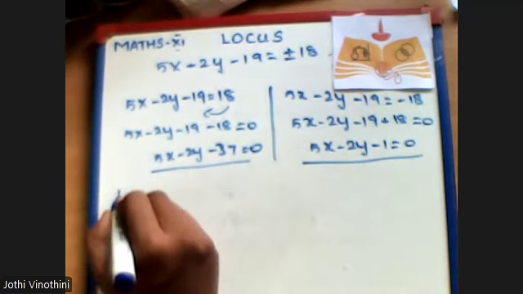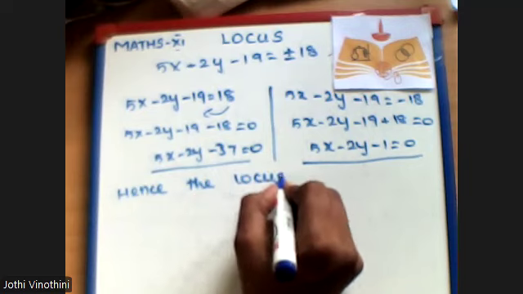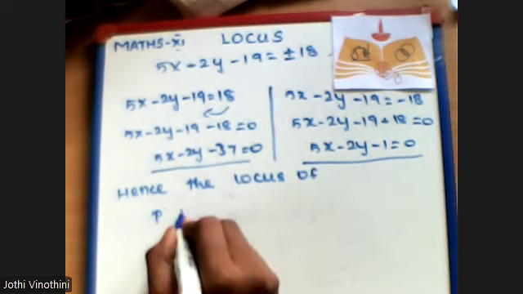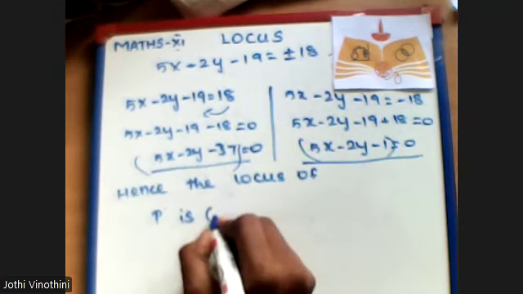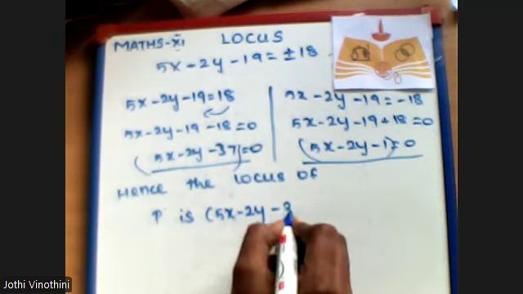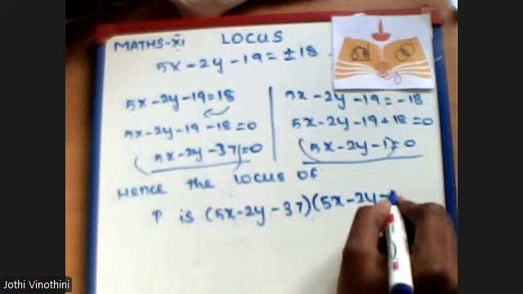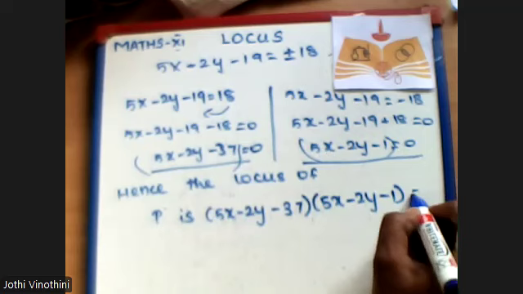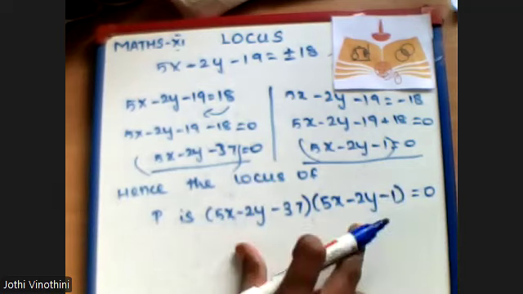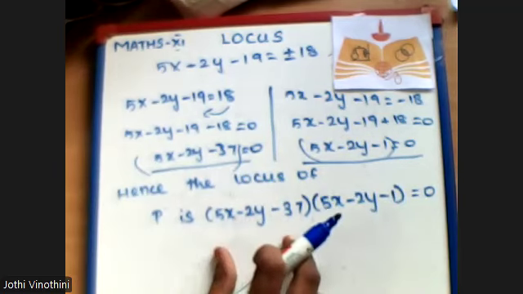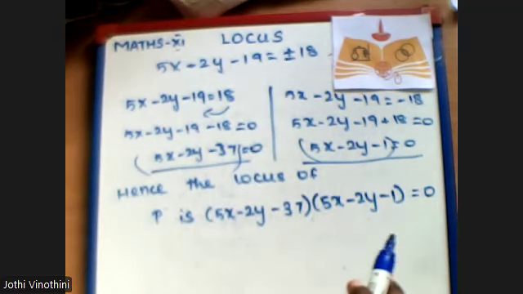Hence we have to write the final solution: the locus of P is 5x minus 2y minus 37 multiplied by 5x minus 2y minus 1, which equals 0. Like either this one or this one, we take both into the locus equation, and since either of them equals 0, the product will also equal 0. This is what you have to write as the final equation.